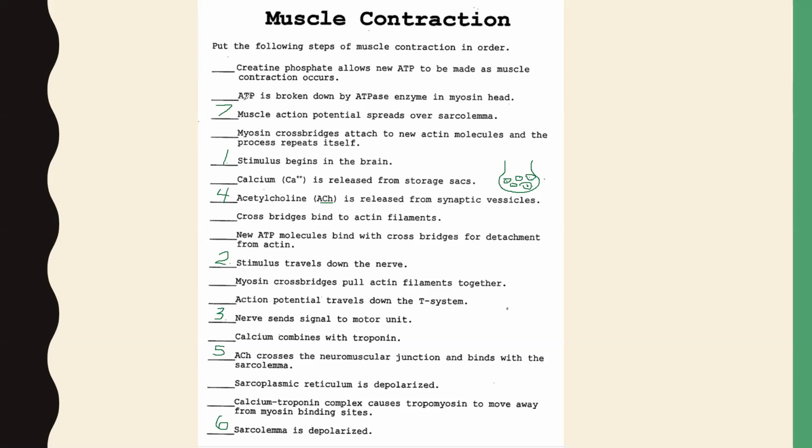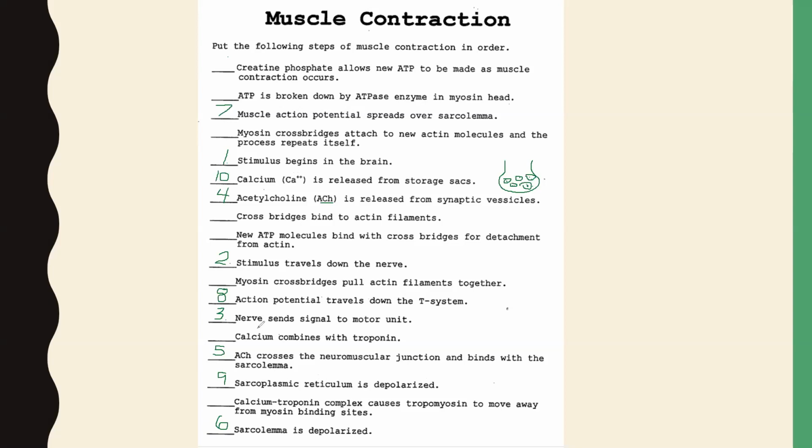Then once it has traveled down the outside of the cell, it's going to end up passing down through those T tubules. And then the T tubules, or the T system, is connected to the sarcoplasmic reticulum. Remember, he said it has its own fancy little endoplasmic reticulum. So now the sarcoplasmic reticulum will get depolarized because it has voltage-gated channels in it. And then the calcium will be released. So step number 10, the calcium is released from the storage sacs.